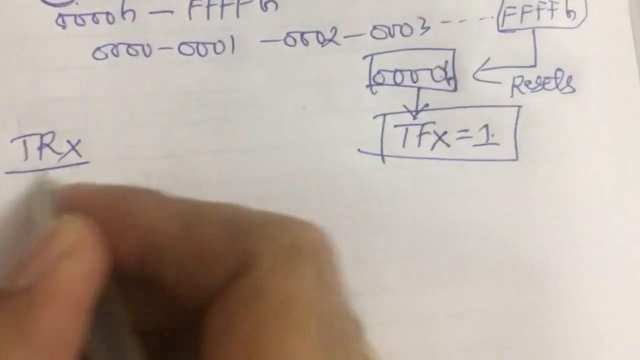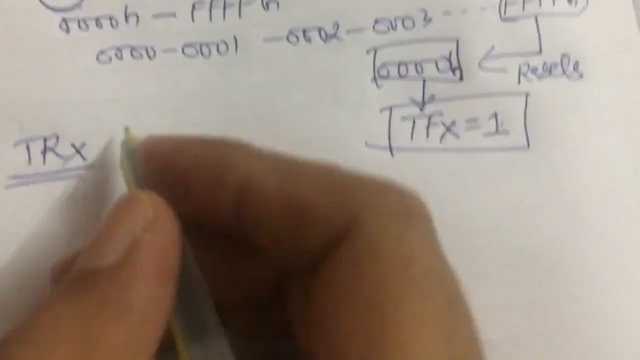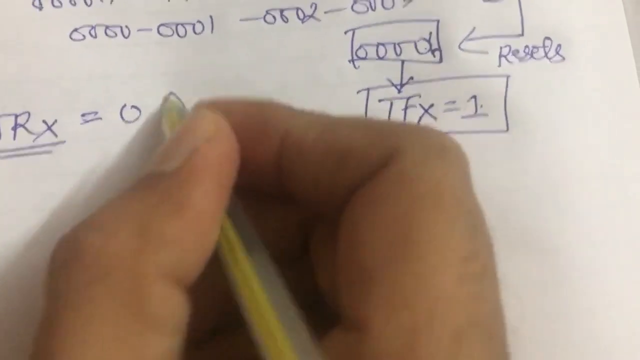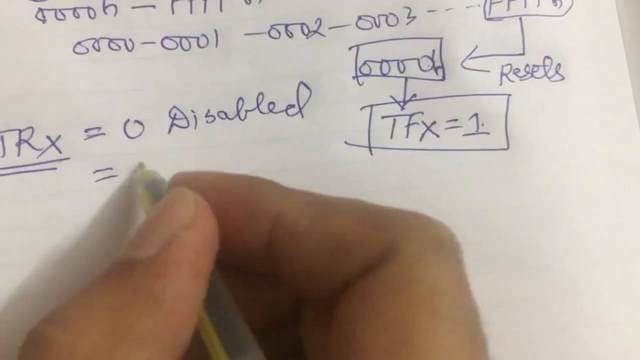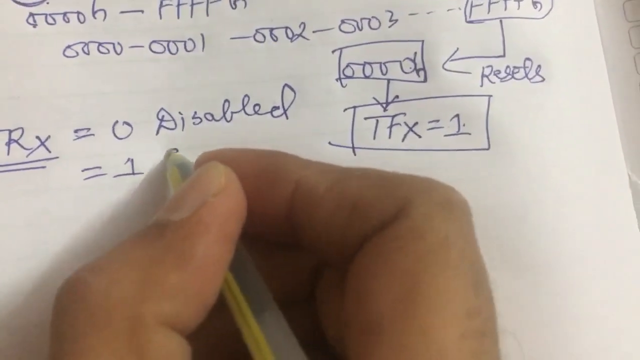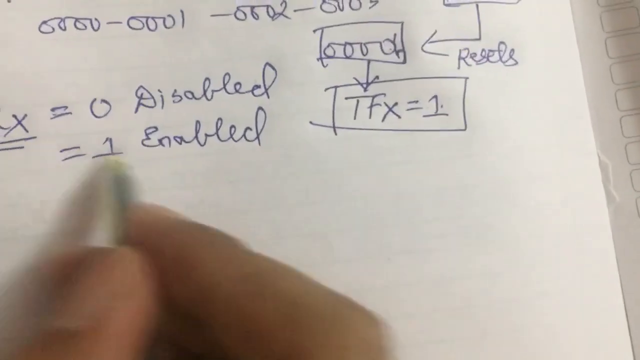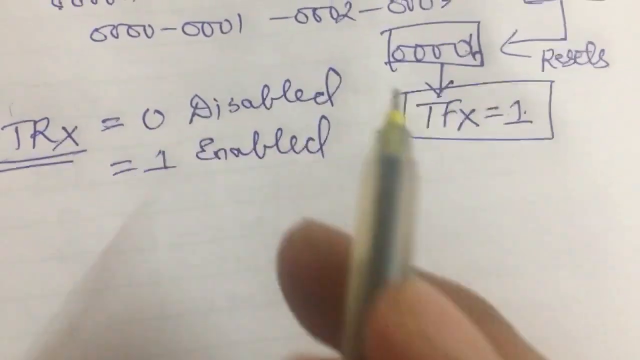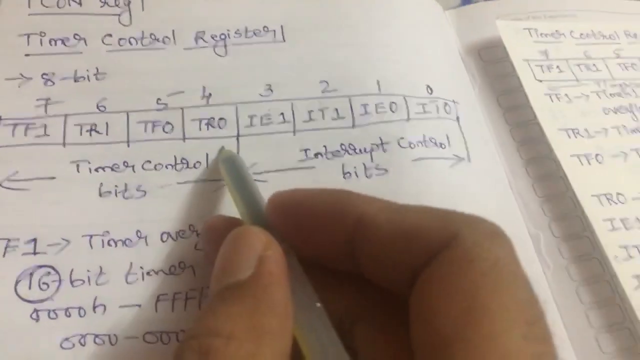Next, TRX, that is TR1, TR0. If this bit is equal to 0, the timer is in the disabled state, and if it is equal to 1, the timer will be in the enabled state. That means if it is equal to 1, the timer is running. If it is equal to 0, the timer has been stopped. So this is about TRX. These four are covered now.